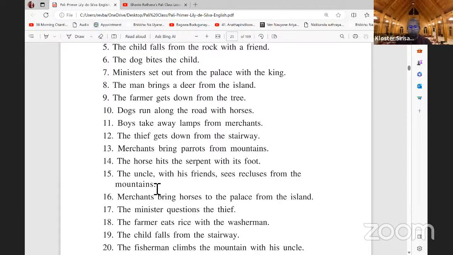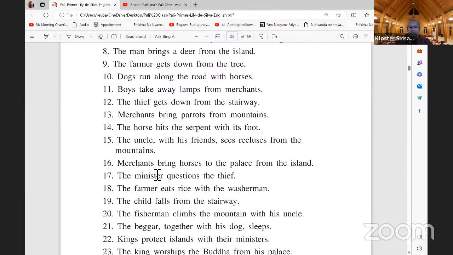So this should be plural, mountains. Pabbatehi. You said plural, right? No. Okay. Yes. It should be pabbatamha. Pabbatehi. Okay. You said singular. And this.